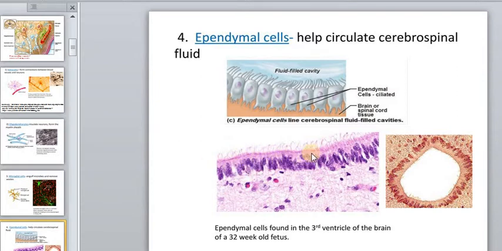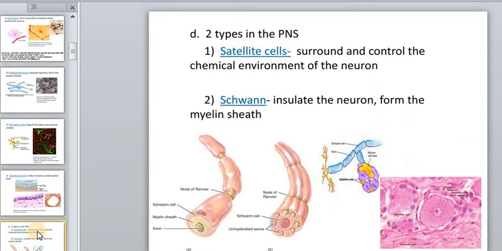non-motile projections called microvilli. Here it is better, we can see. This increases the surface area of the ependymal cells and allows them to reabsorb this liquid and waste products. Next one.